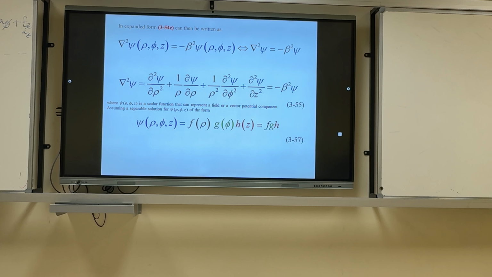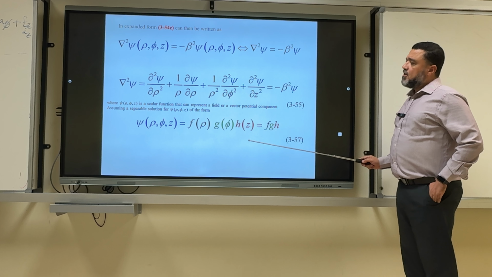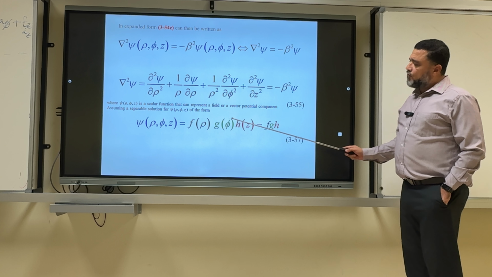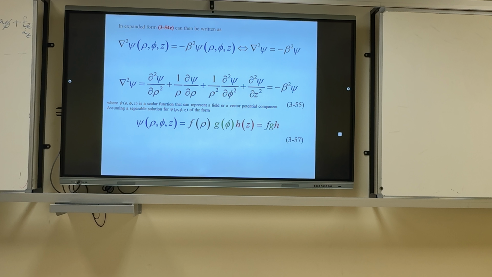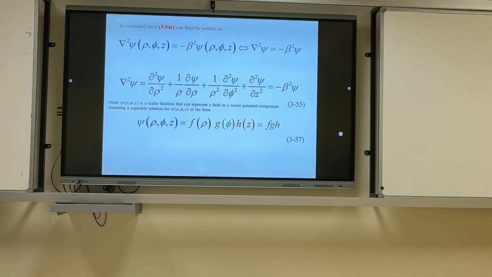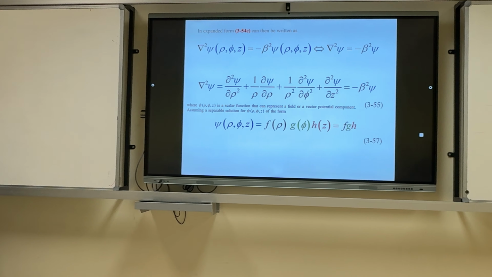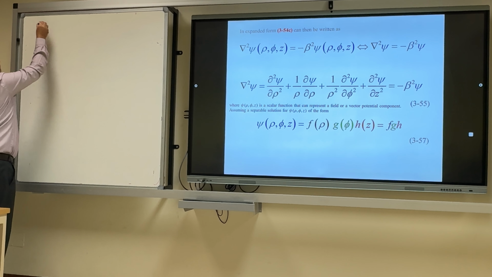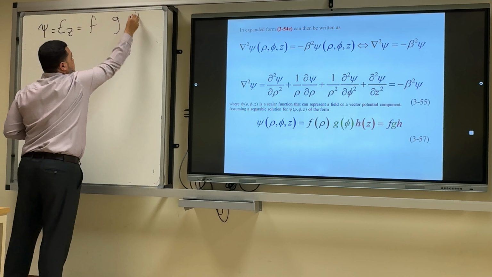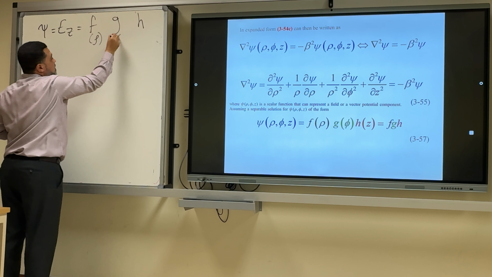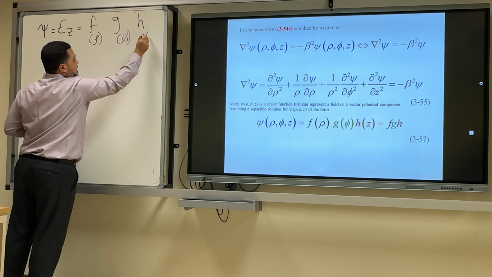I can solve this using separation of variables, so I will have f g h, f a function of rho, g a function of phi, and h a function of z. So the problem now is how to find f g h. I need to find these 3 functions which are independent from each other. So what I will do now, I will assume that psi is Ez, which is f g h. F function of rho, g function of phi, h is function of z.